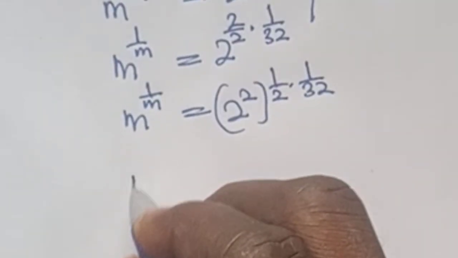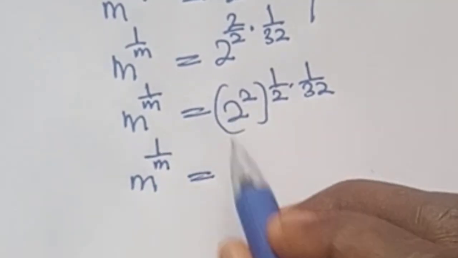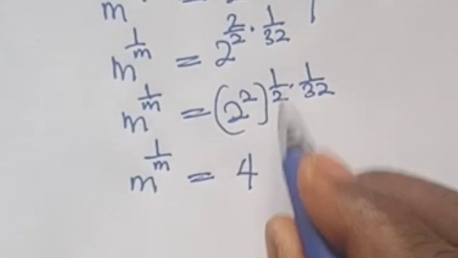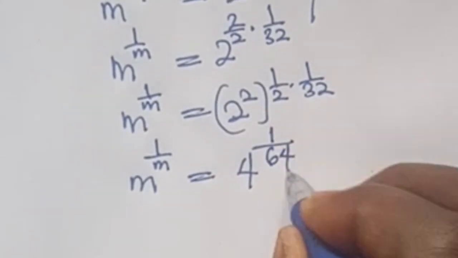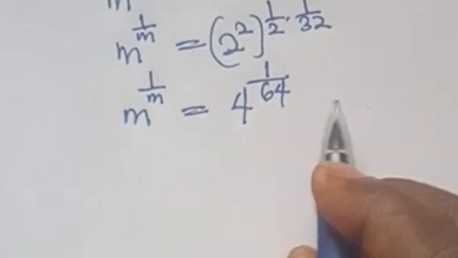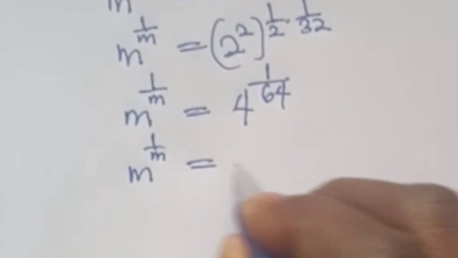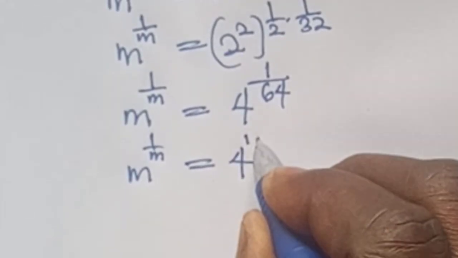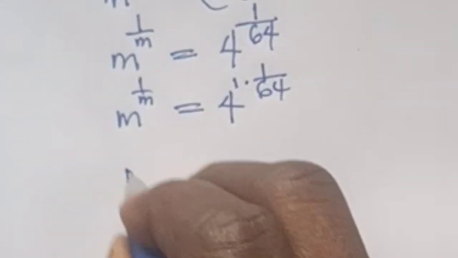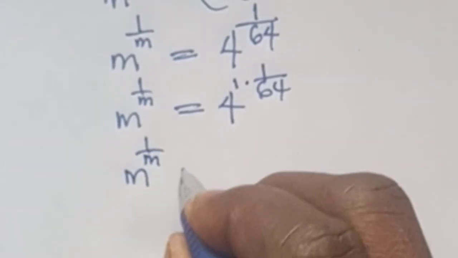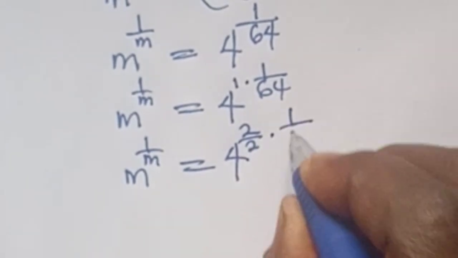In the next line, m to the power of 1 over m equals 2 to the power of 2, that is 4, and 1 times 1 is 1, and 2 times 32, that is 64. Again, we introduce 1, that is m to the power of 1 over m equals 4 to the power of 1 times 1 over 64. So m to the power of 1 over m equals 4 to the power of 2 over 2 times 1 over 64.